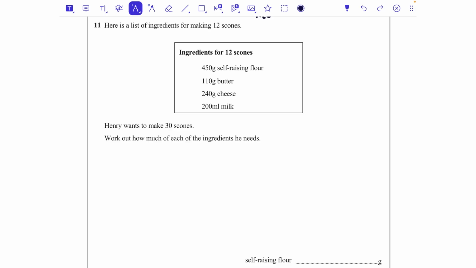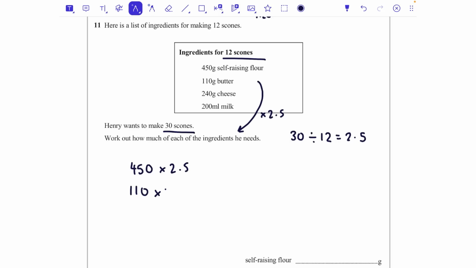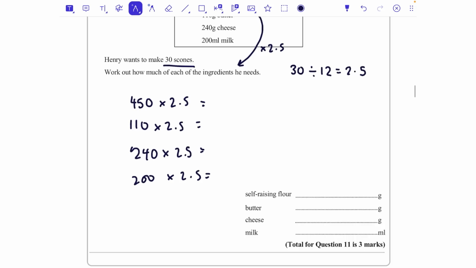However, what I'm going to do here is say, well, if he wants to make 30 scones and the recipe is for 12, 30 divided by 12 is 2.5. So I need to take the recipe and make it 2.5 times bigger. It will get me 2.5 times more scones, which is what we want. So big divided by small is going to tell me how much bigger to make that recipe. So I'm going to do 450 times 2.5, 110 times 2.5, 240 times 2.5, and 200 times 2.5, and that's going to give me each of the amounts, which I can then put on the answer line down here.